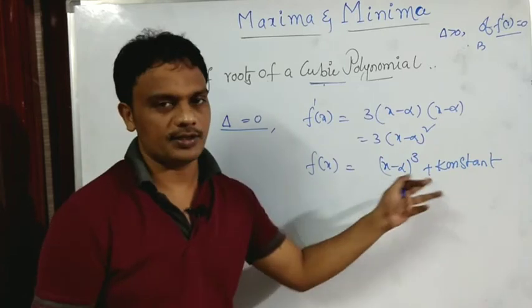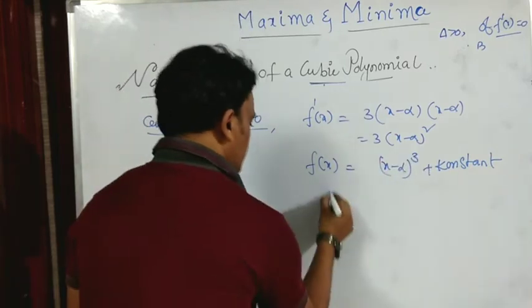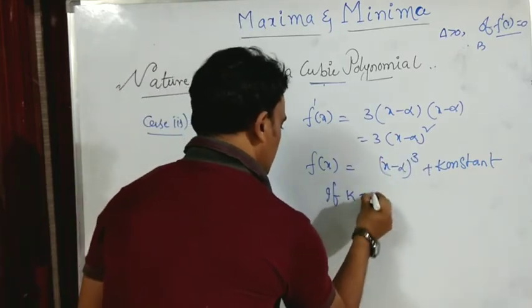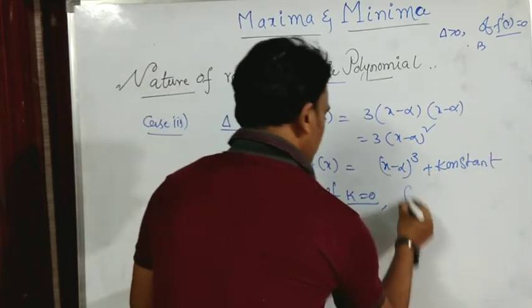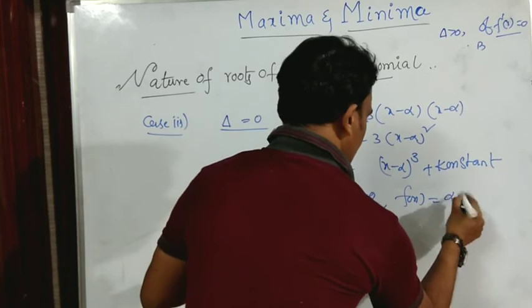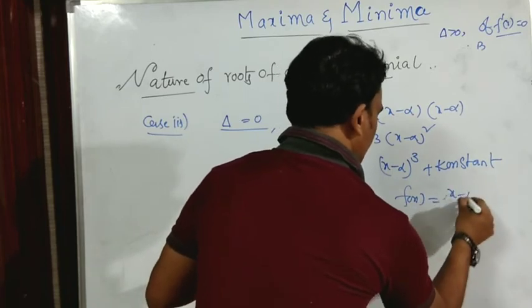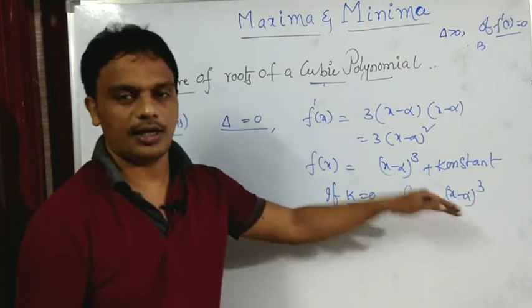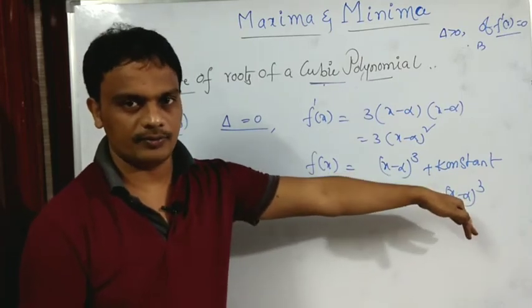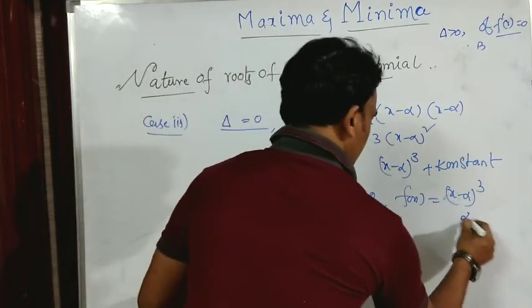It should be like this. Suppose the constant k equals 0, then that f of x can be written as x minus alpha whole cube. That means all the 3 roots are alpha, alpha and alpha. So you get that the roots are like this.